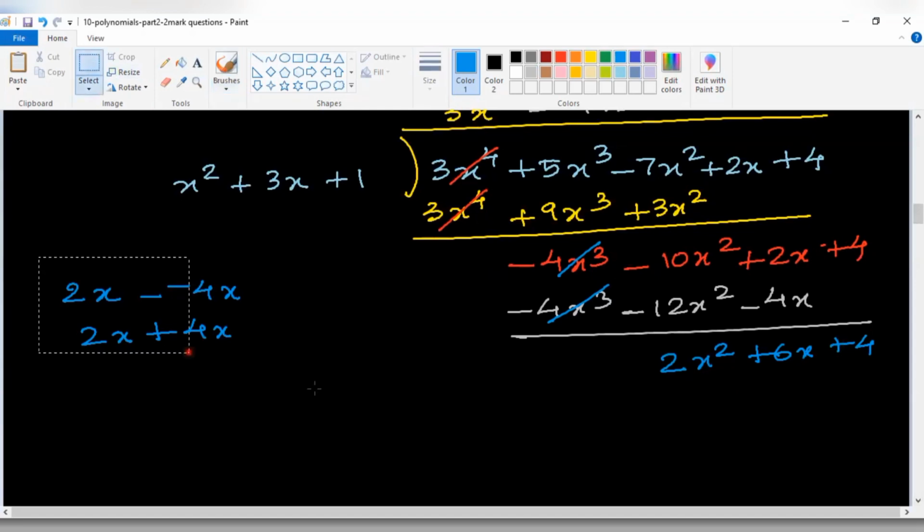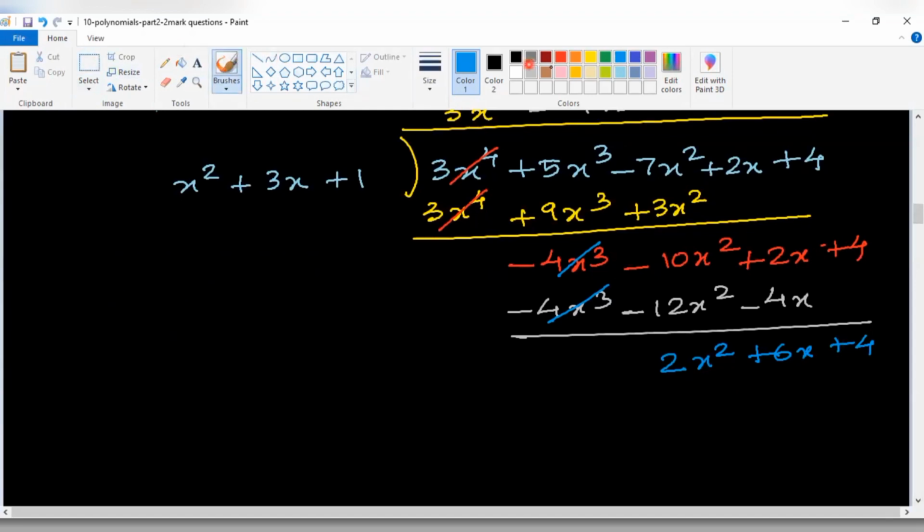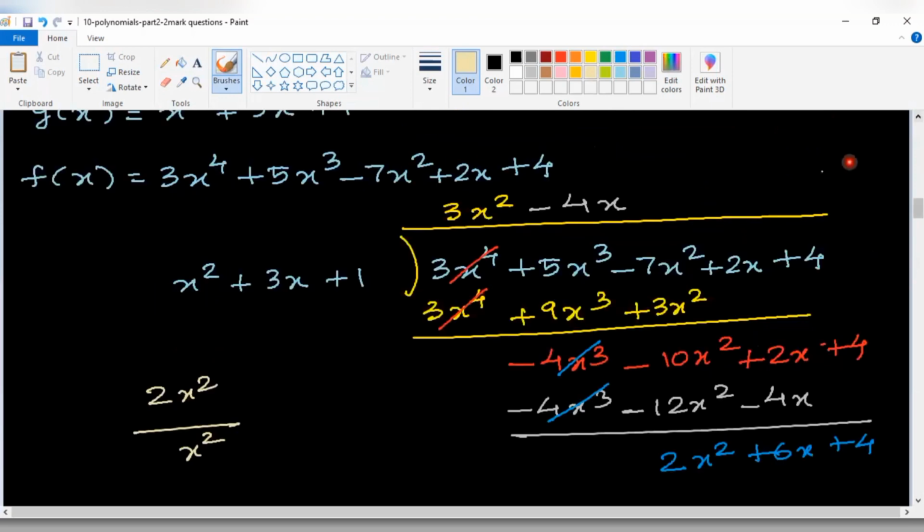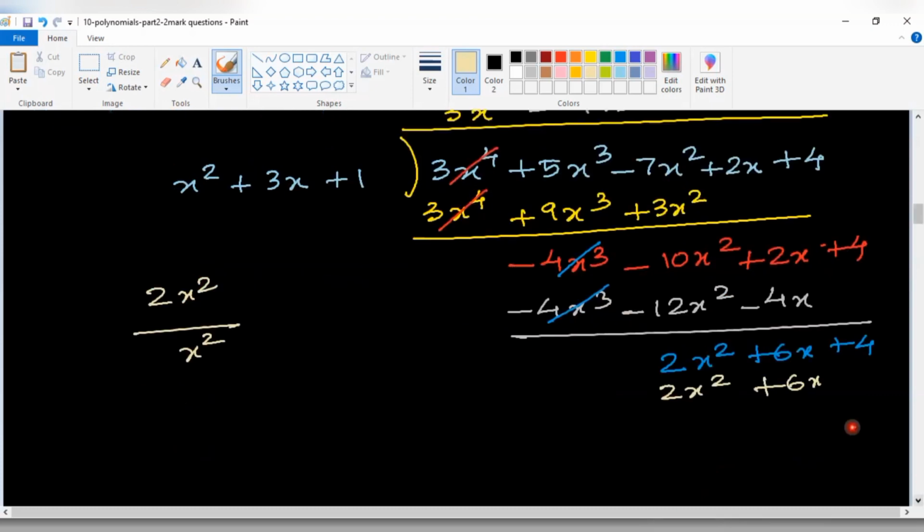Okay. That much over. Now, divide the first term by the first term of the divisor. Here, 2x square, and here the first term is x square. So when we do division, we will get 2. So the next term is 2. We have to multiply 2 into x square, that is 2x square. 2 into 3x, that is positive 6x. 2 into 1, that is 2. Now these two terms will get cancelled, but 4 minus 2, that is 2.